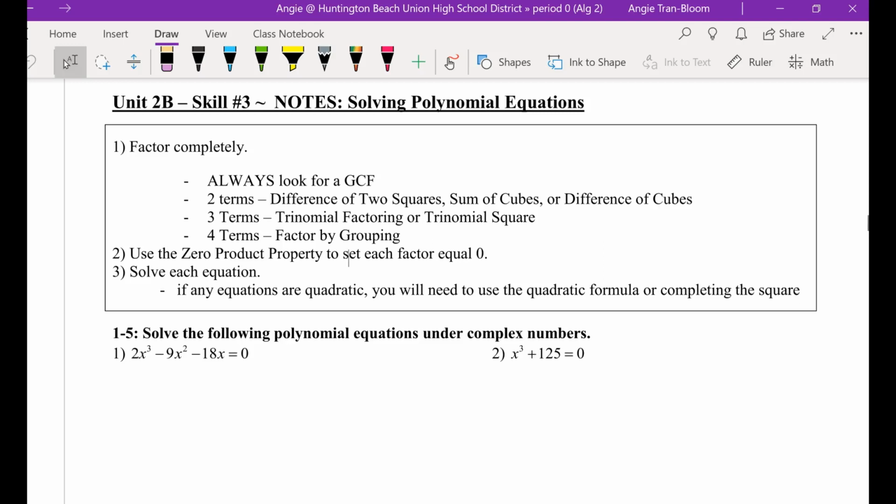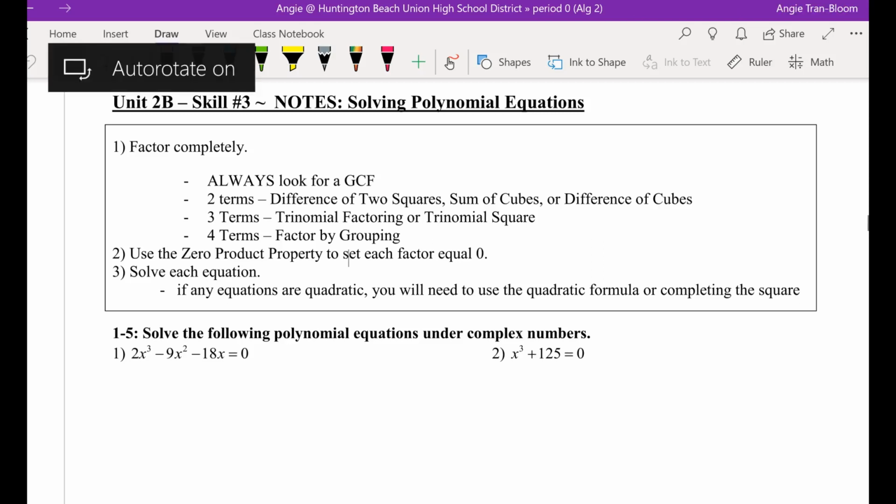All right, guys, here we go. Note: solving polynomial equations. Here are the steps. Step number 1, you have to factor completely.